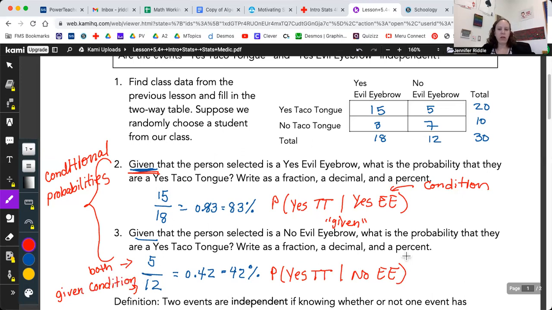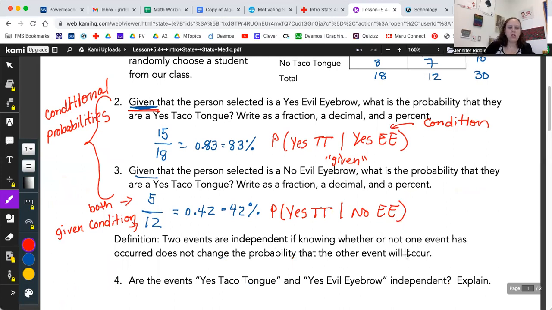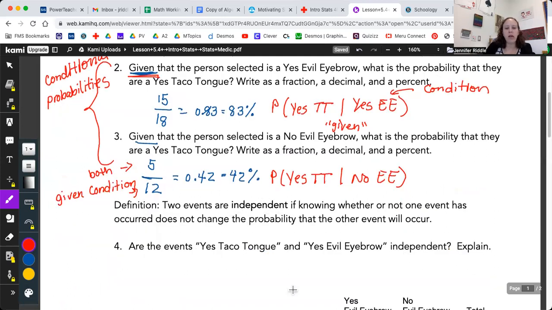Now we're given a definition. It says two events are independent if knowing whether or not one event has occurred does not change the probability that the other event will occur. So we want to know, are the events yes, taco tongue, and yes, evil eyebrow independent? What I'm looking at here is, if I look at yes, evil eyebrow compared to no evil eyebrow, is the ability to taco tongue the same? Okay, and I can see that no, it doesn't.